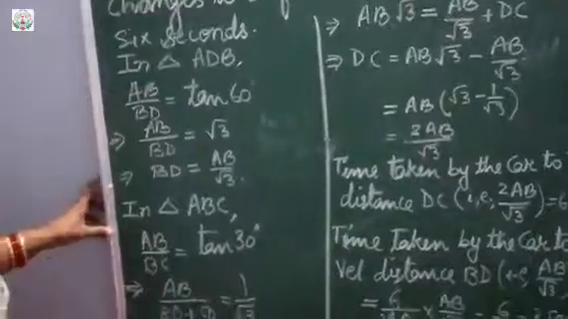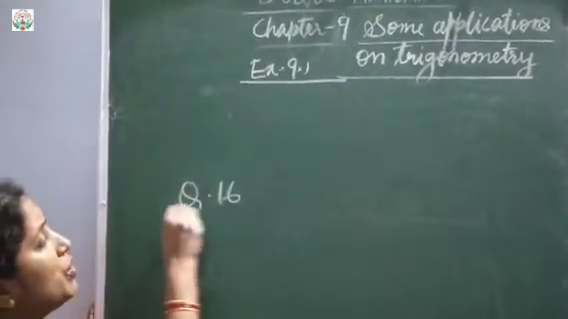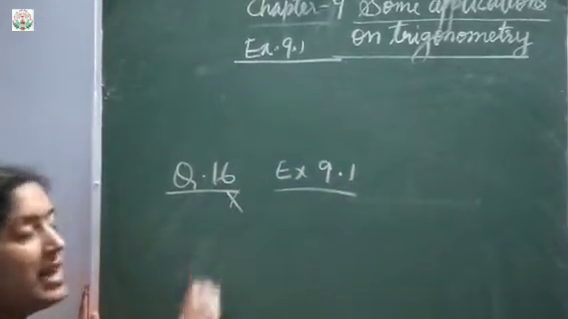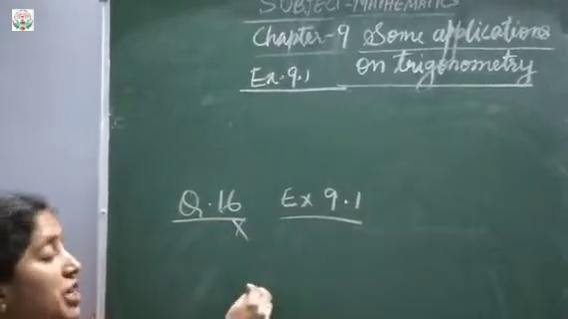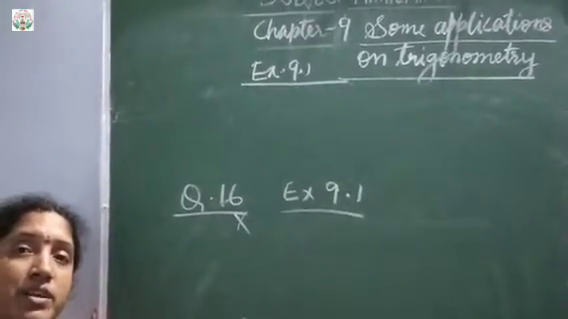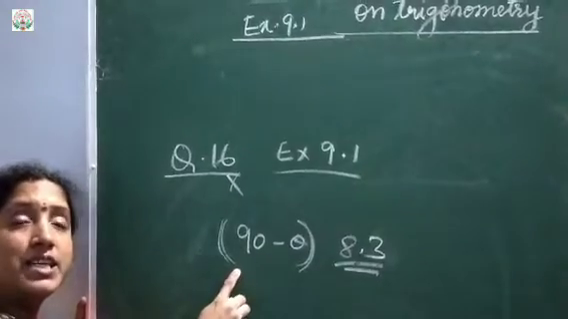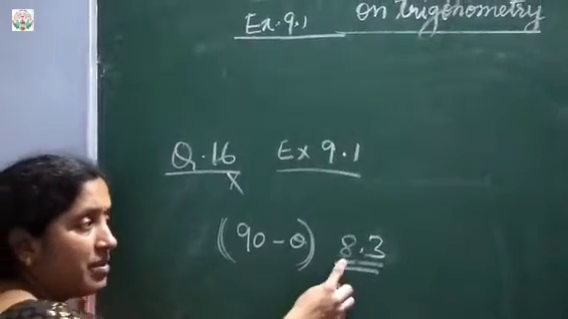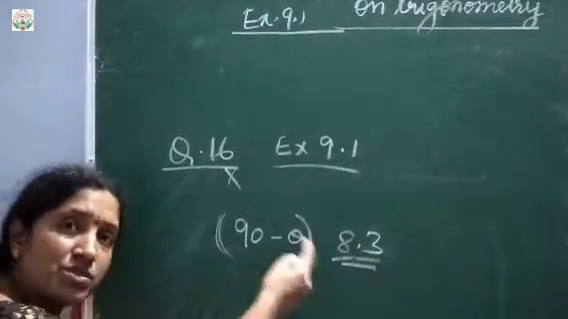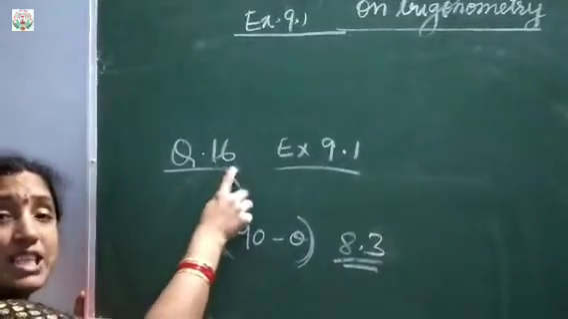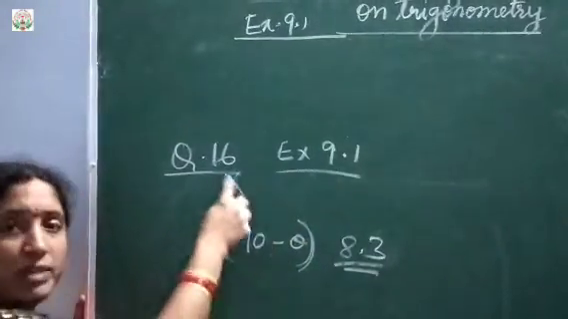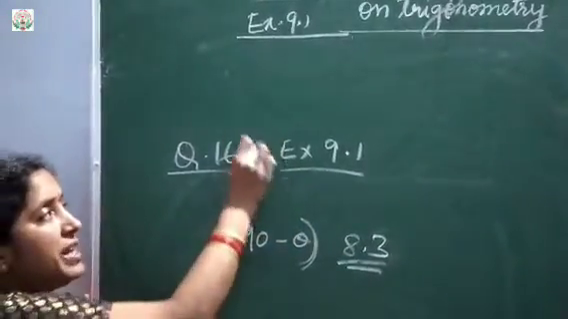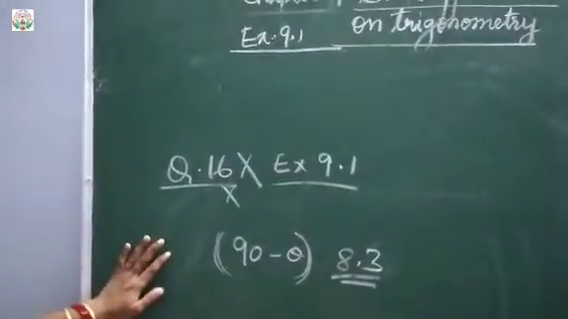Okay. Children, question number 16 of your exercise 9.1 is eliminated, as in this particular question we are going to deal with complement of trigonometric ratios, the trigonometric ratios of complementary angles. Based on that, exercise 8.3 is also eliminated. Likewise the 16th question of 9.1 is based on the same, that is why the 16th question of 9.1 exercise is also eliminated. It is not there in your syllabus.